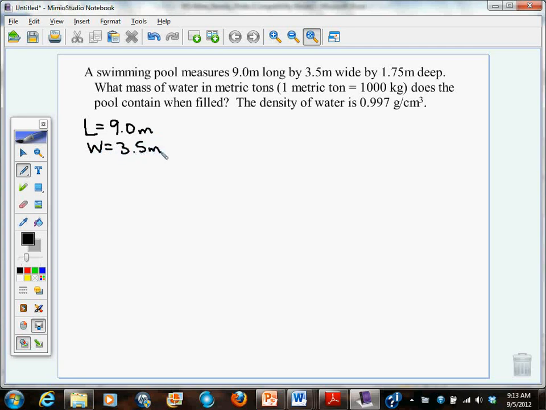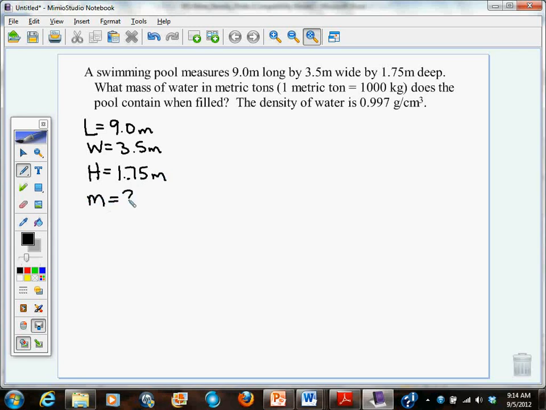And it's 1.75 meters deep. So I'm going to just call that the height, which is 1.75 meters. Now, looking at this one, it says what mass of water, so we're looking for mass, and it wants this in metric tons. So the first thing we're going to have to do is find kilograms, because it actually gives us that 1 metric ton is equal to 1,000 kilograms.